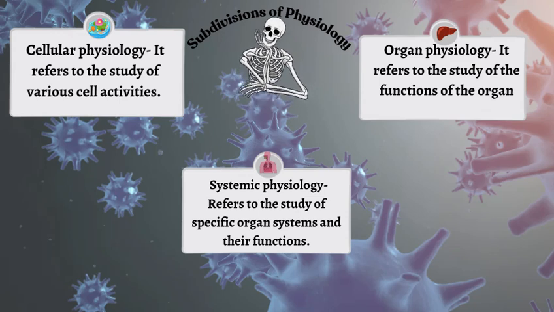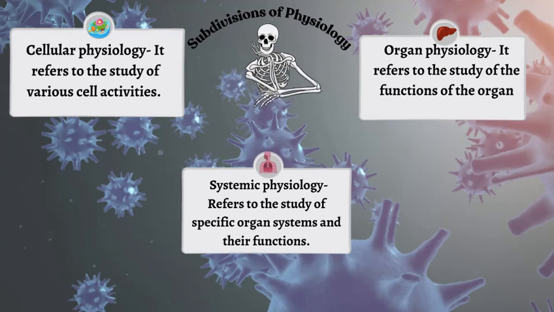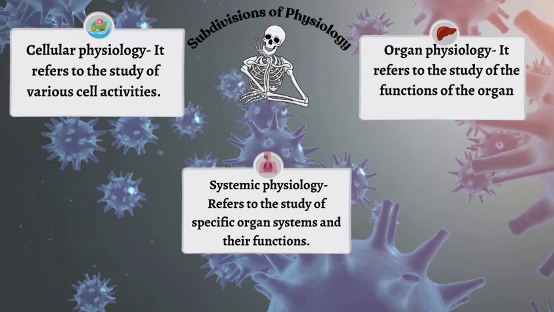Whereas organ physiology refers to the study of functions of the body in which physical and chemical phenomena are involved. Systemic physiology refers to the study of specific organ systems and their functions. It also deals with the study of effects of disease on system functions and functional chemistry of cells.